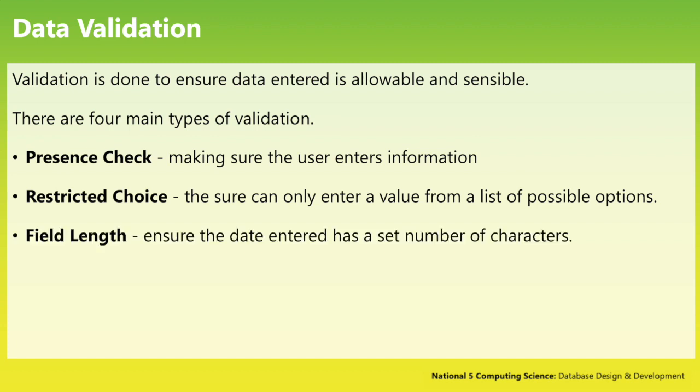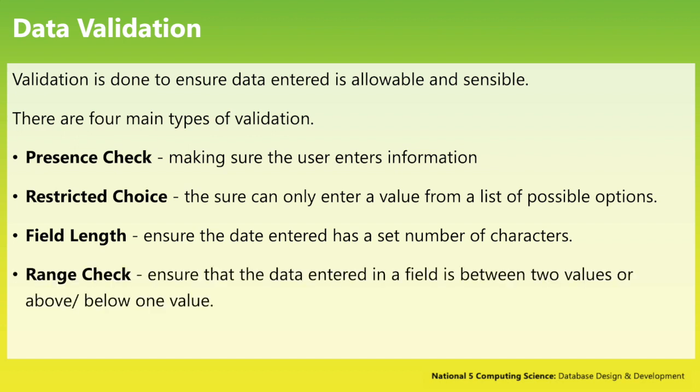Field length ensures that the data entered has a set number of characters. For example, your Scottish candidate number has to be 9 characters long, so a field length check would make sure this happens. And lastly, a range check. The range check ensures that the data entered in a field is between two values, or it's above one value, or it's even below another value.